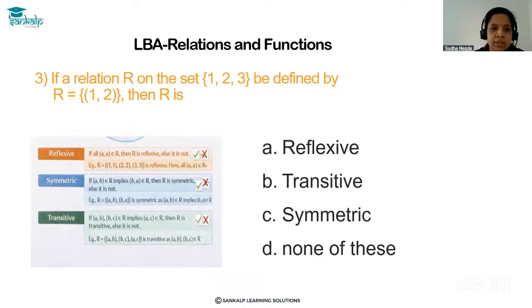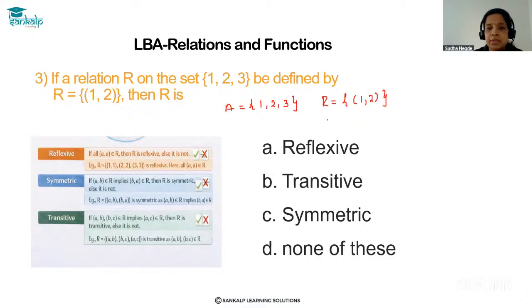So what is given? The set A is equal to {1, 2, 3}. This is given, and R is {(1, 2)}. There is only one element in R.